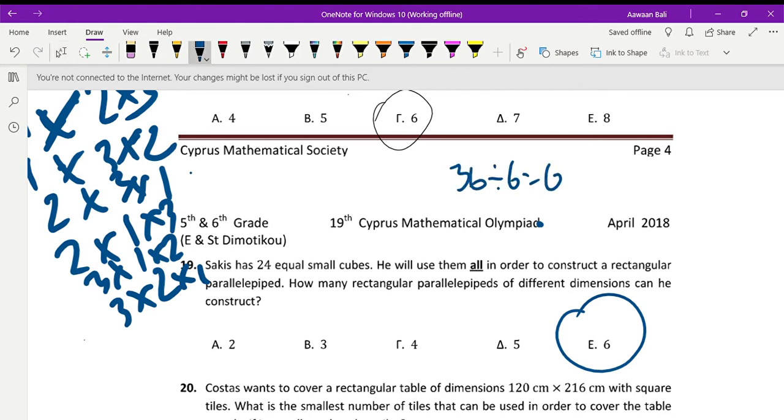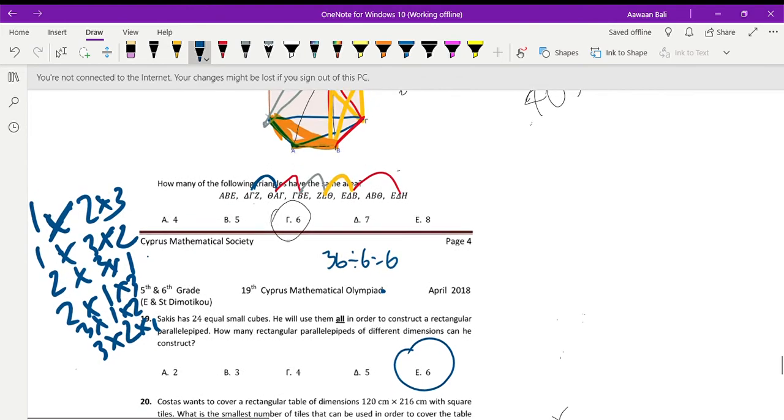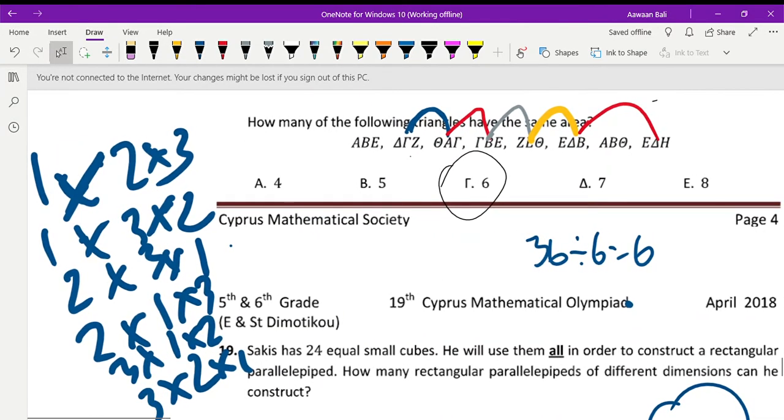So 24 equal small cubes, their areas are all 36. Let's just say that 36 divided by 6 is 6. Now we have to make parallelepipeds of different dimensions, and here they're all listed. The great thing is that 1 exists, and with 1 you can make so many different dimensions. I know we're using the same numbers, however the dimensions are different.